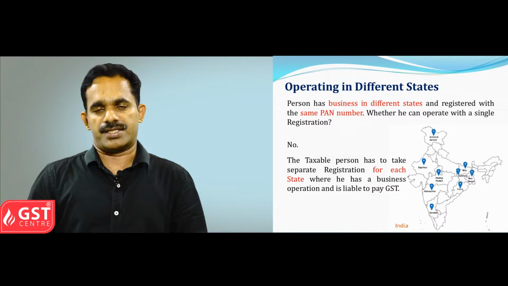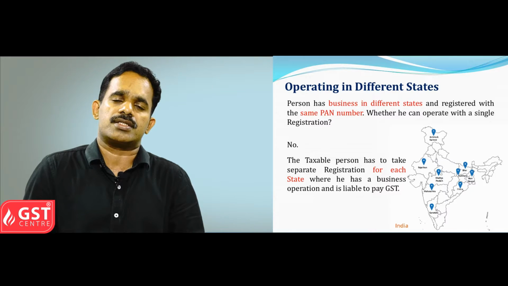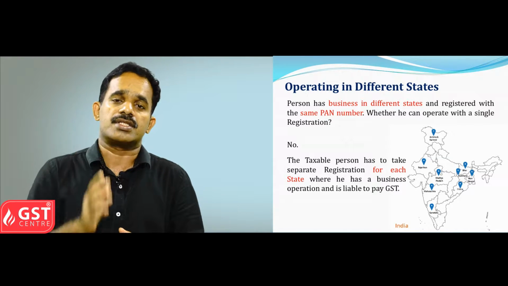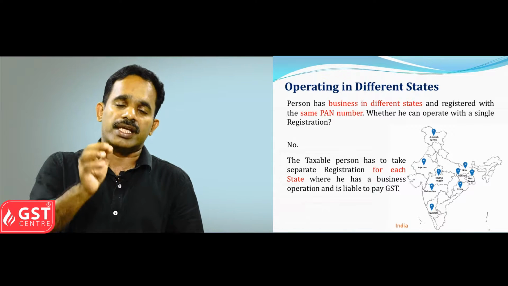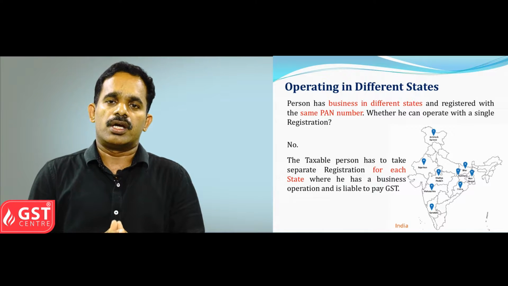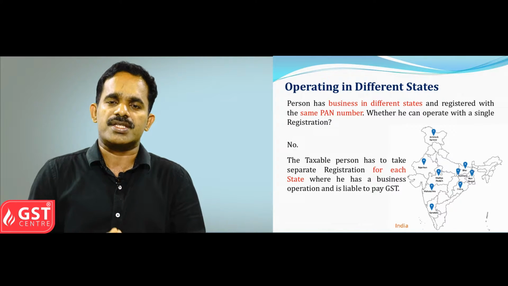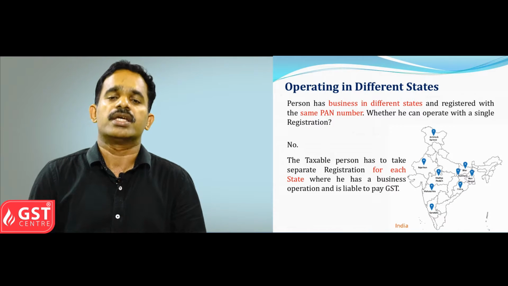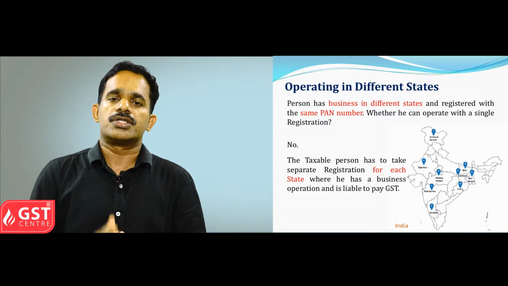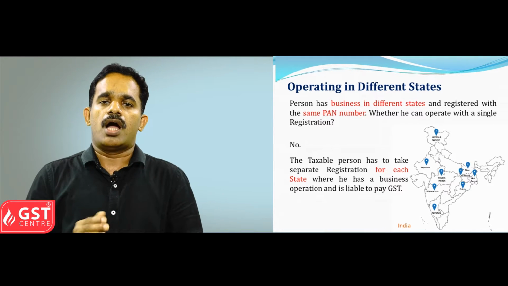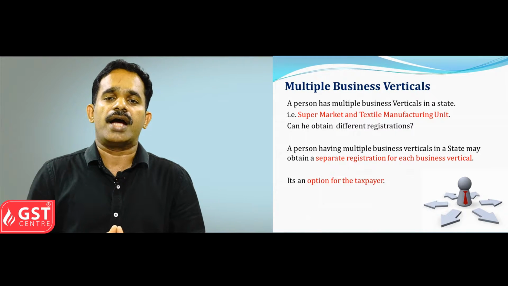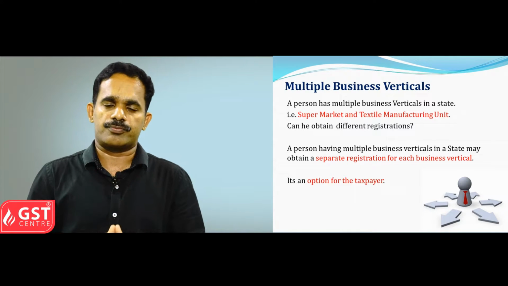The answer is, if a person is doing business in each state, he needs to register under each state government and he is required to pay GST in each state. So, any person who is doing business in several states needs to register under each state government and should pay GST. Another question that may come is regarding multiple verticals.